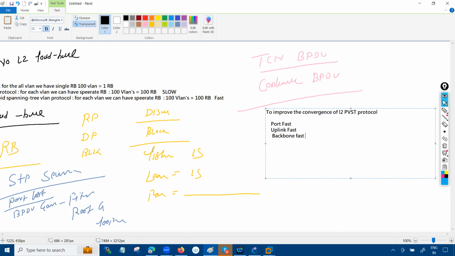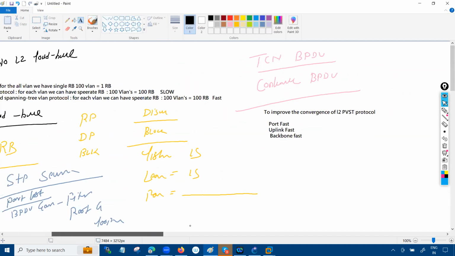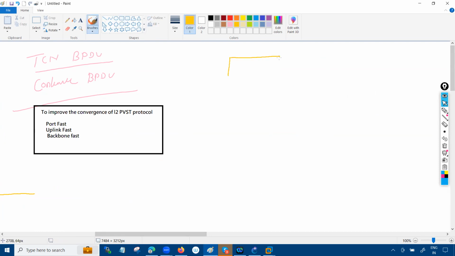So try to understand this concept, right? To make the PVST protocol faster, you need to add an extra configuration. Let me recap. If you remember, we have a topology something like this: we have a switch 1, a switch 2, and a switch 3, right?